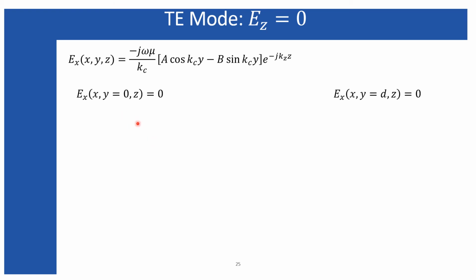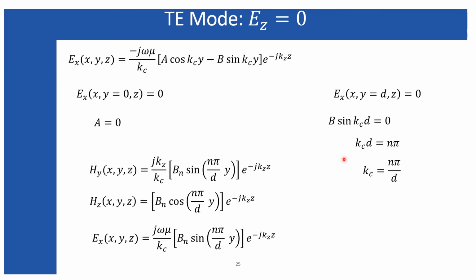Now the boundary conditions. As I told, the boundary conditions should be applied for the Ex, because it is the electric field that is going to be 0 at y equals 0 and at y equals d. So that boundary condition will define A equals 0 and B sin kc d equals 0. And in a similar way, I have obtained this kc d in my TM mode. In this case also, we can easily find that kc is n pi divided by d.